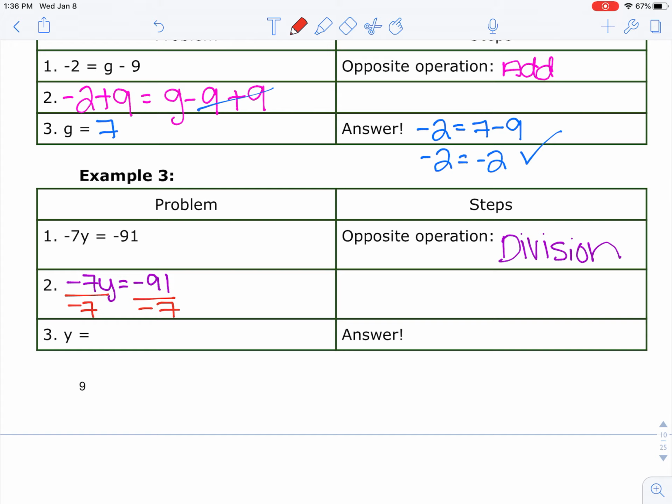-91 divided by -7 is 13. And you could check, does -7 times 13 give me -91? Well, -91 does equal -91, so we are good.